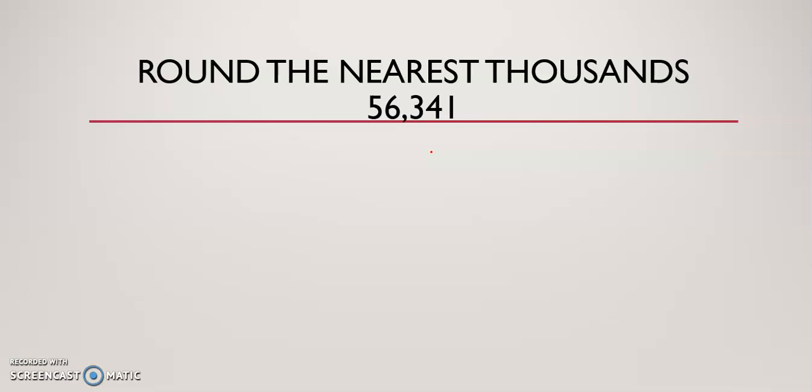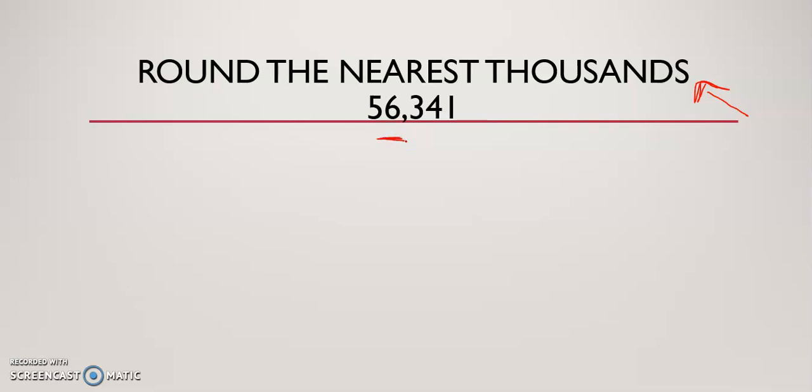Round to the nearest thousands. So my question tells me to look for the digit that's in the thousands place. Sometimes big numbers get confusing, so start with what you know. I know that at the back I always start with ones. So ones, tens, hundreds, thousands. My 6 is in the thousands place.